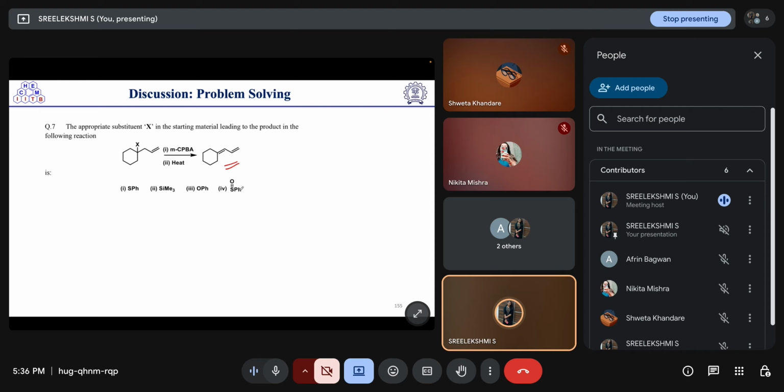Have you seen this type of reaction? What will be happening first with MCPBA? If X is SPh, X is SiMe3, X is OPh, X is SOPh, what can happen with MCPBA?